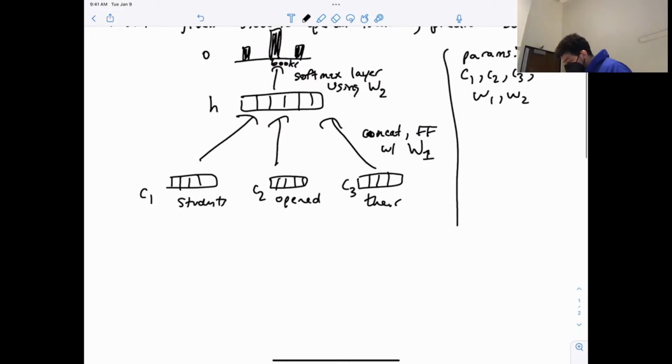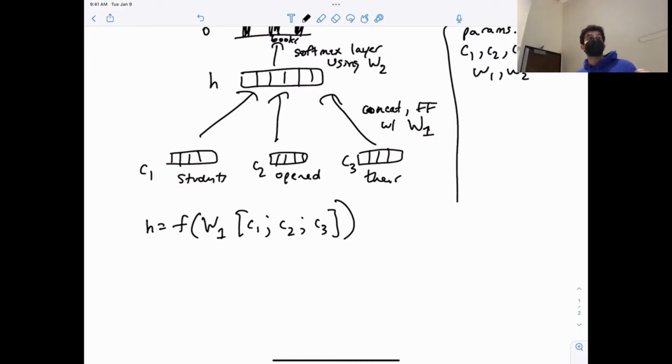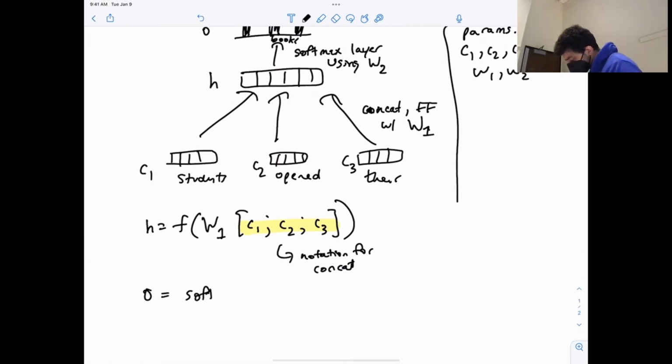Okay, so let's look at the equations for this model. We have H equals F, where F is some nonlinearity. We take our weight matrix W sub 1, and the vector that we're multiplying with is this concatenation of all of the word embeddings in the input, right? So this here is the notation for concatenation. And then finally, we had just one other equation, which gives us our output probability distribution over the next word, right?